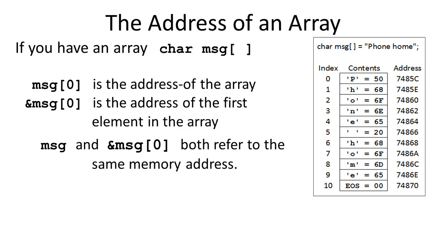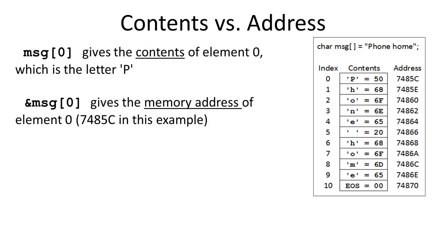Another way of getting the address of the first element in the MSG array would be to use ampersand MSG sub 0, meaning the address of element 0 of the array named MSG. MSG and ampersand MSG sub 0 both refer to the same memory address.